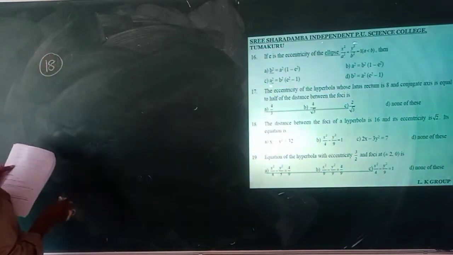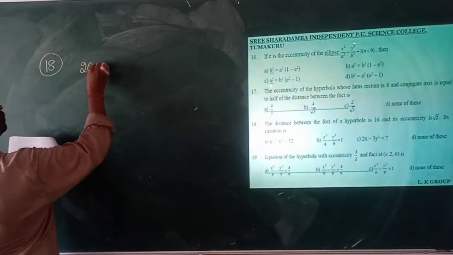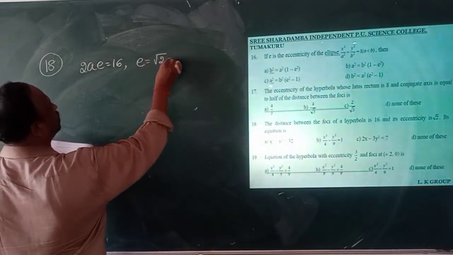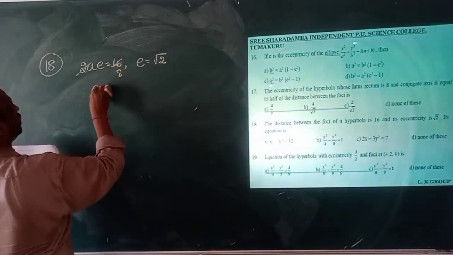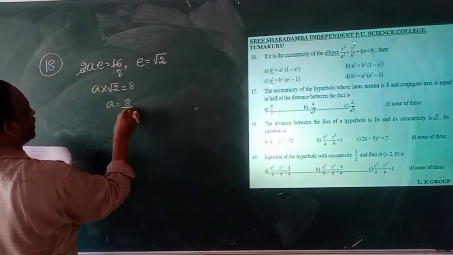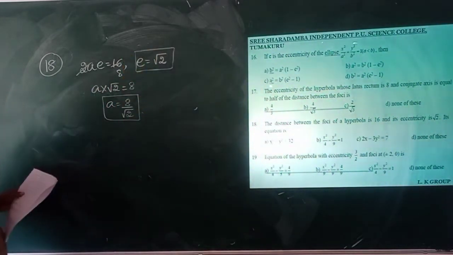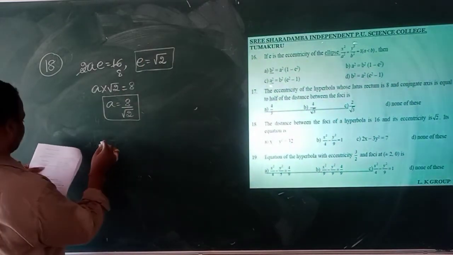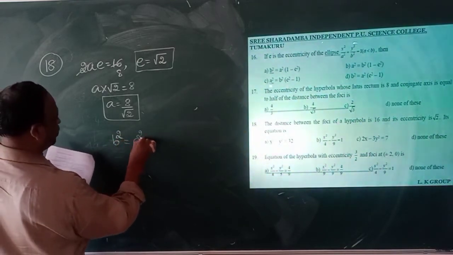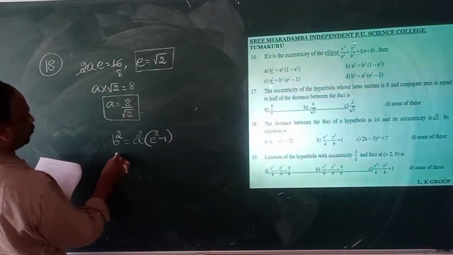Eighteen is a very important one. The distance between foci of the hyperbola is 16, and eccentricity is root 2. So 2 a e is 16, a into root 2 is equal to 8. a is equal to 8 by root 2. You can write b square for hyperbola as a square into e square minus 1. So you can find out b square.